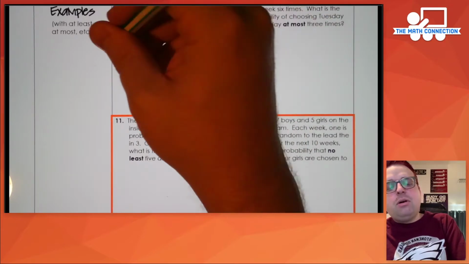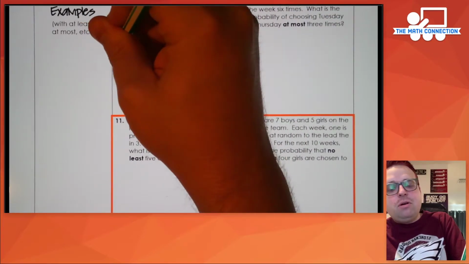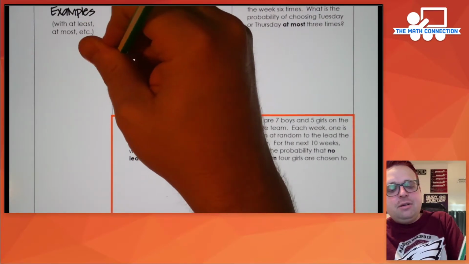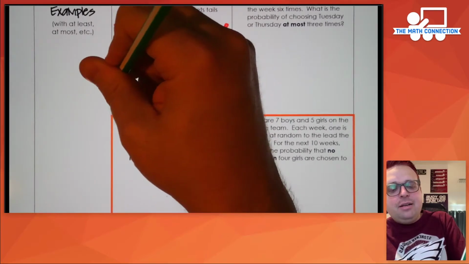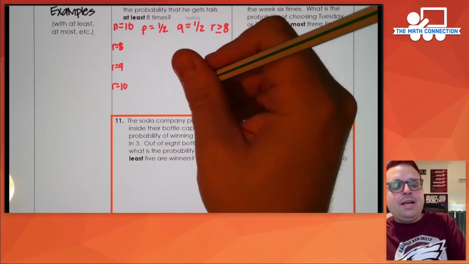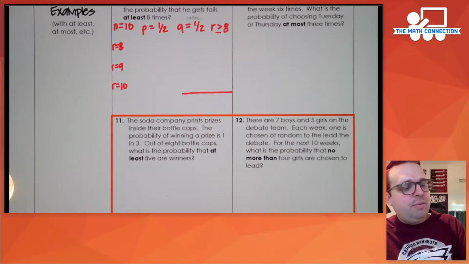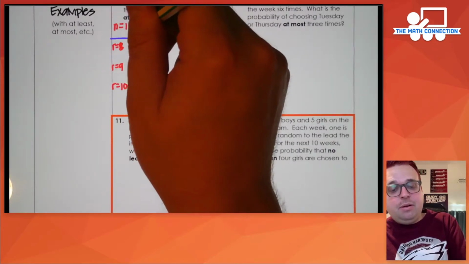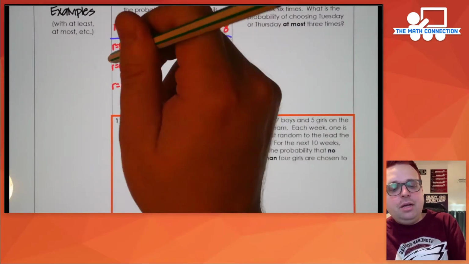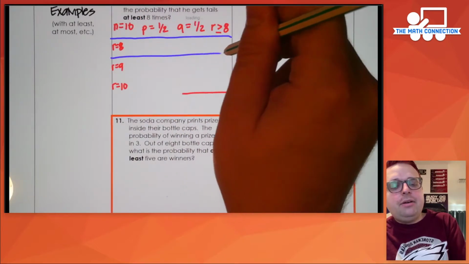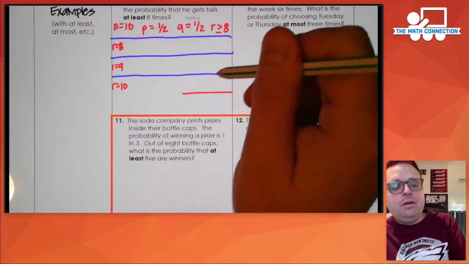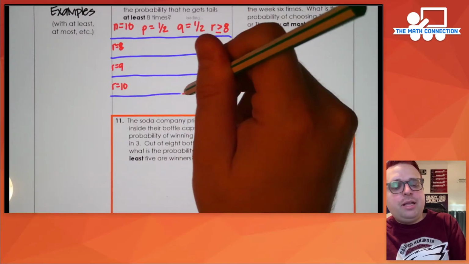In other words, I have to do the experiment for R is 8, I have to do it for R is 9, and I have to do it for R is 10, and then I have to get a sum. I should probably change colors here, right? How about purple? Okay, so let me put a line here, and a line here, and I'll redo my line for this too.